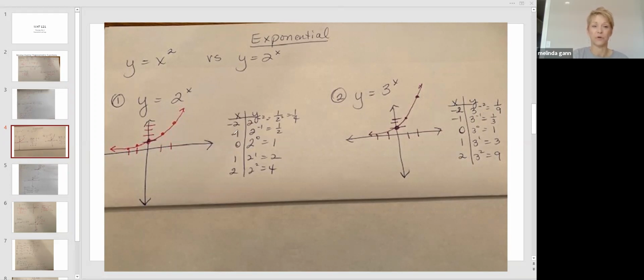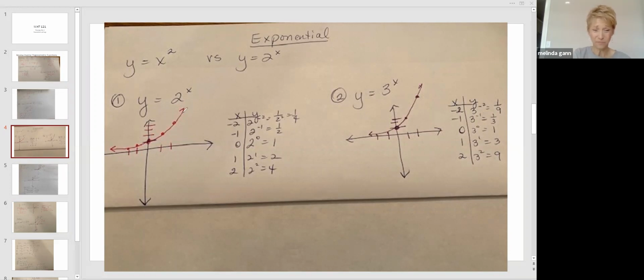Then I put some negative numbers in there like a negative 1. 2 to the negative 1, remember, is the same thing as 1 over 2 to the positive 1. If you have a negative exponent, remember, you can move it from numerator to denominator and the sign of the exponent changes. So I get 1/2. So (-1, 1/2). Then negative 2 was 1/4. So I get this kind of thing.